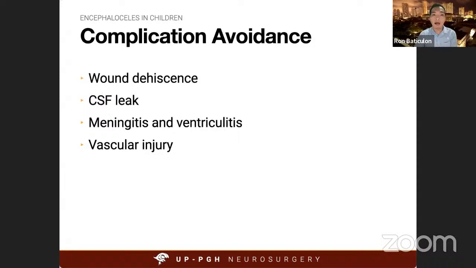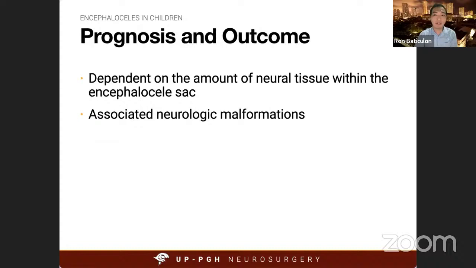How to avoid complications? The most common complications when we repair encephalocele would be wound dehiscence, CSF leak, meningitis and ventriculitis, and vascular injury. So if there's hydrocephalus, treat the hydrocephalus first. If the repair is urgent, you might need to put in an EVD if you've still got infection. And then once you've cleared the infection, then you put in a shunt. If the child has no infection, if there's massive hydrocephalus, you could do it in the same sitting. CSF leak, just make sure you do a watertight dura closure. For vascular injury, just make sure you review the images pre-op.